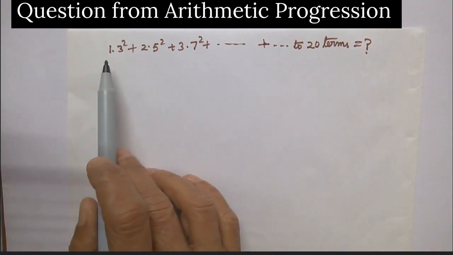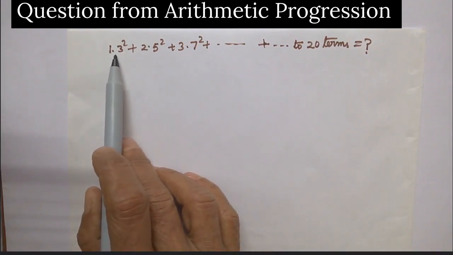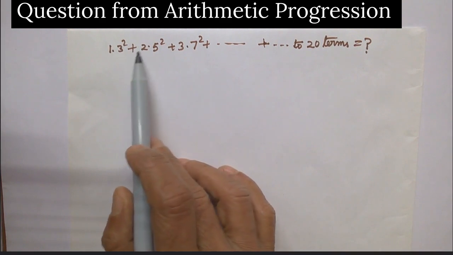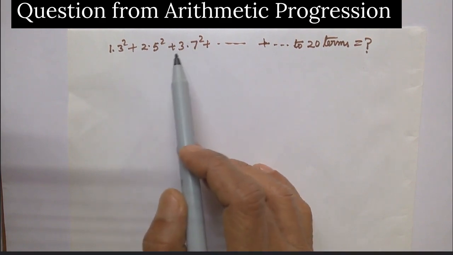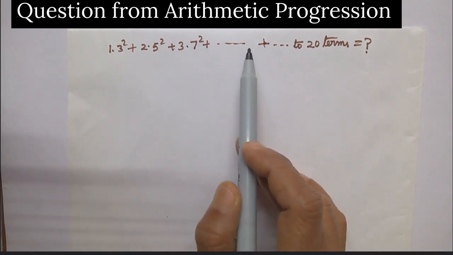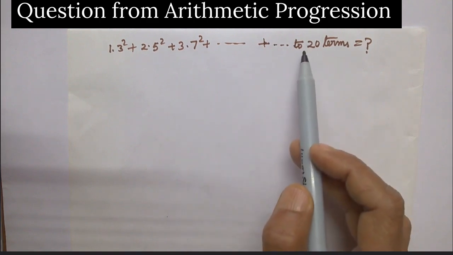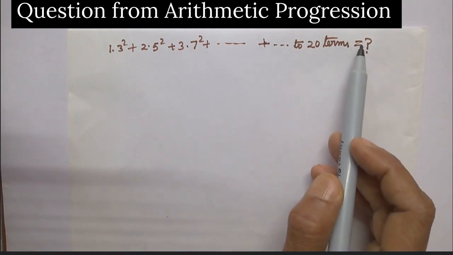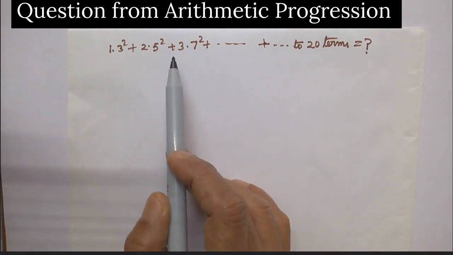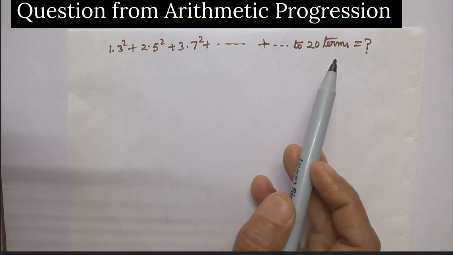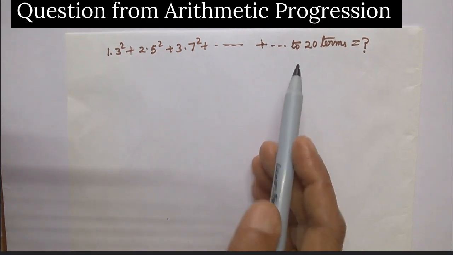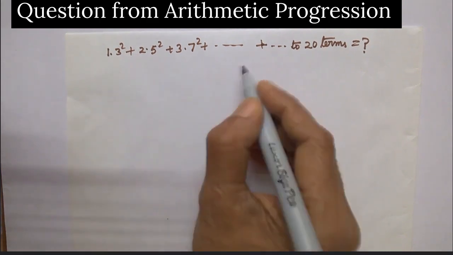Here is the question: the sum of the series 1 into 3 square plus 2 into 5 square plus 3 into 7 square plus so on, up to 20 terms, is equal to what? That is, we have to find the sum of the series up to 20 terms. Now write the given series.